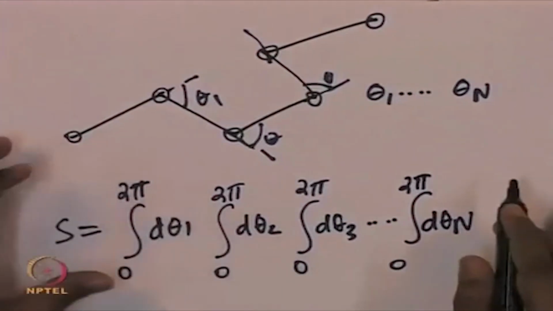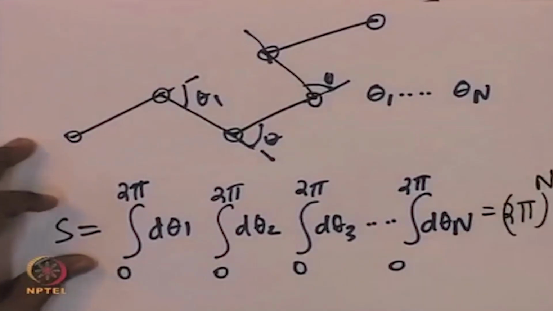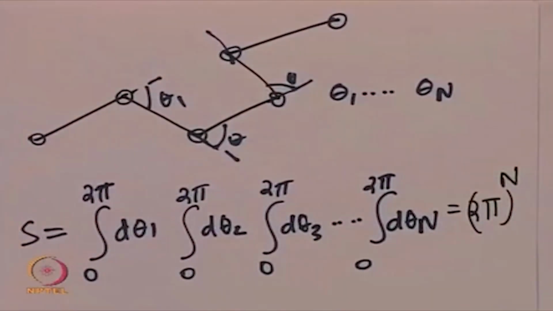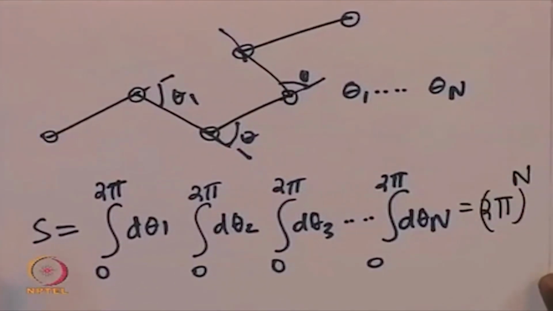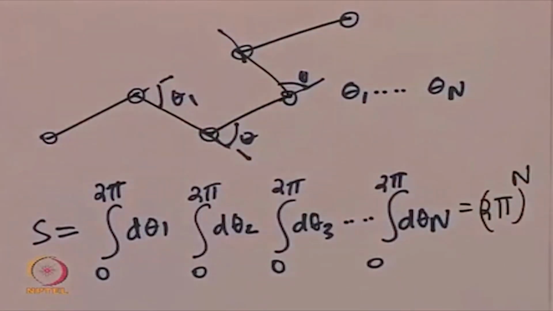And the answer will be 2 pi whole power n. So, the entropy will be 2 pi whole power n. So, this is the way we can calculate entropy. Now, think of something in protein biophysics where this theta cannot actually take any value you want.